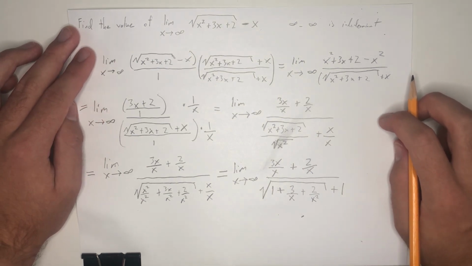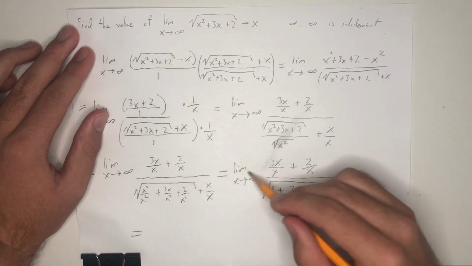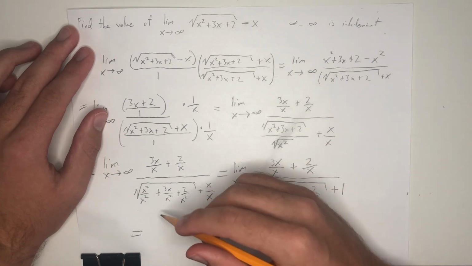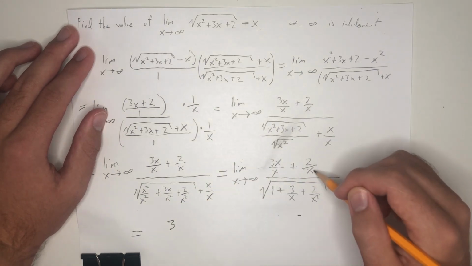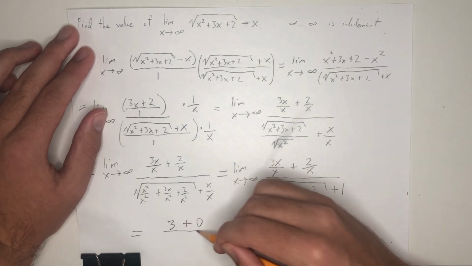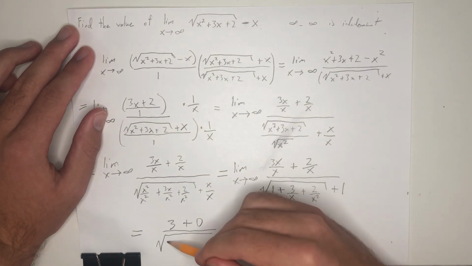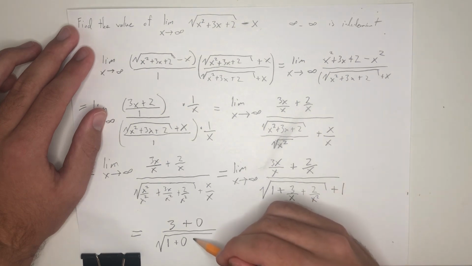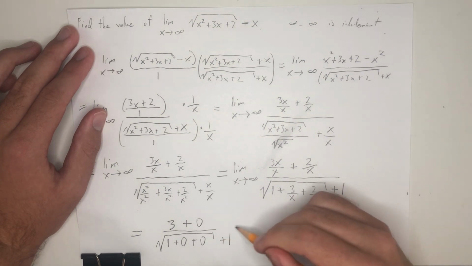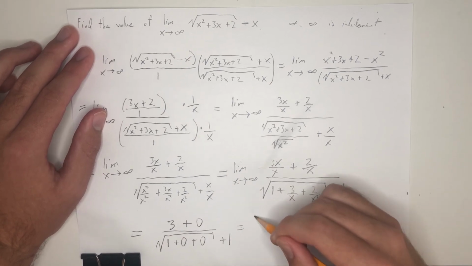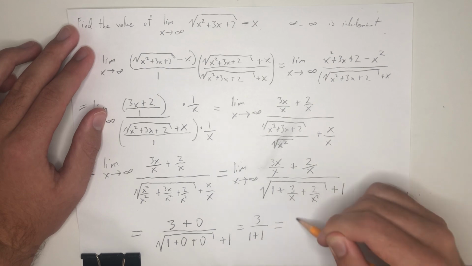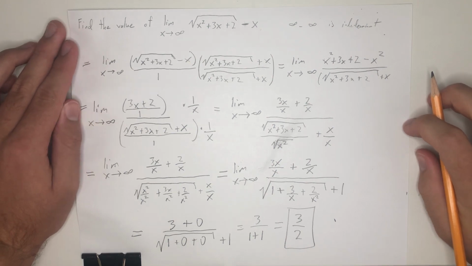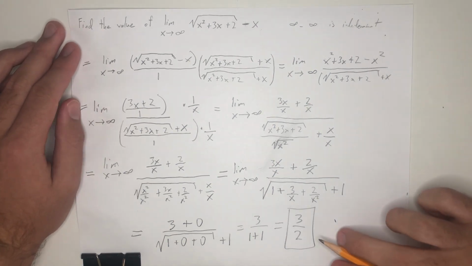So now we can finally apply our limit, and we'll get 3 times infinity over infinity will just give us 3. 2 over infinity will give us 0. 3 over infinity will give us 0. 2 over infinity will give us 0. The square root of 1 is 1. And then that is the limit as x goes to infinity, 3 over 2, or 1.5.